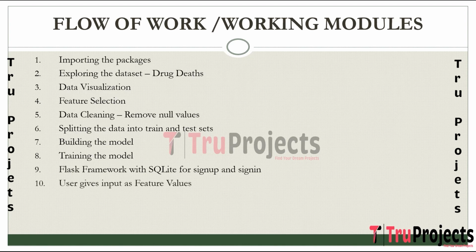Coming to the next step, which is user gives input as feature values. In this step, users provide input data representing the values of selected features related to drug overdose risk factors through a web interface. Given input is pre-processed for prediction.